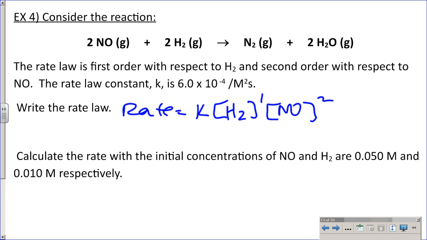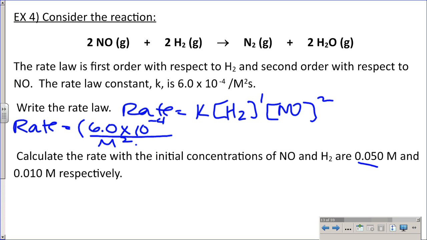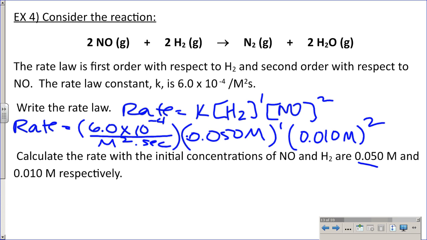Calculate the rate. So we're calculating rate this time, with the initial concentrations of these given. What do you want to do? Plug them in. Okay, rate is equal to K, and I'm going to write this as it should be written, molarity squared on the bottom times seconds, times H2 is 0.050 molar to the first, and NO is 0.010 molar to the second. That is one you can put in your calculator if you want to. I will go ahead and tell you the answer.